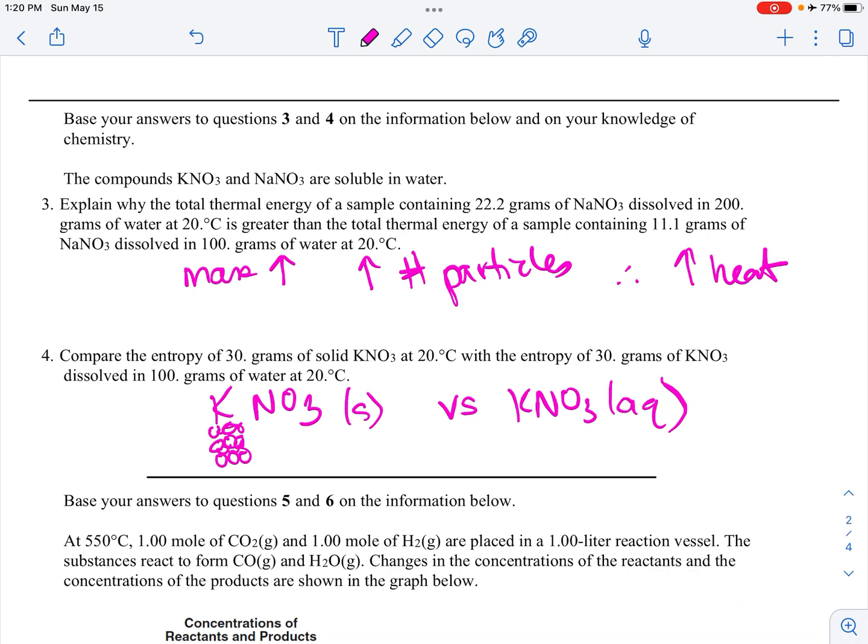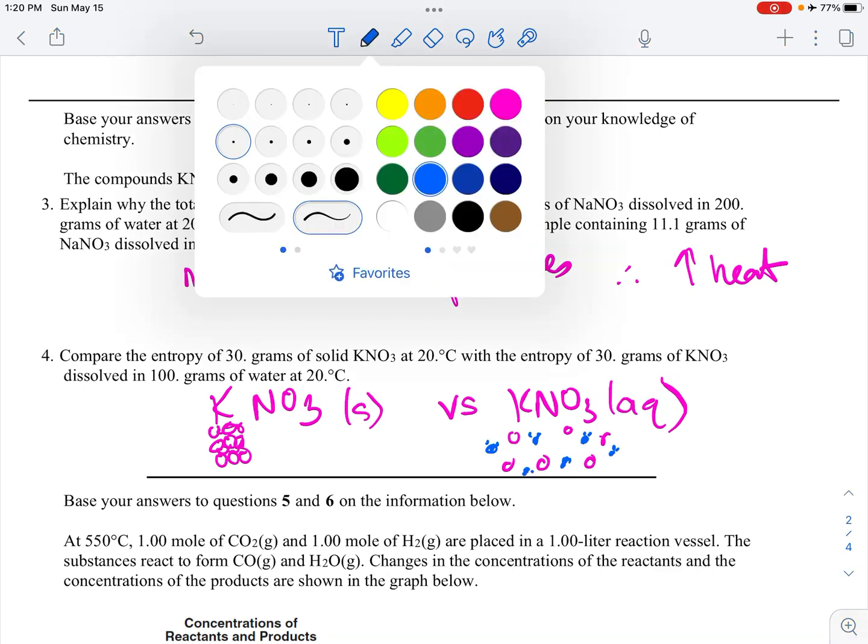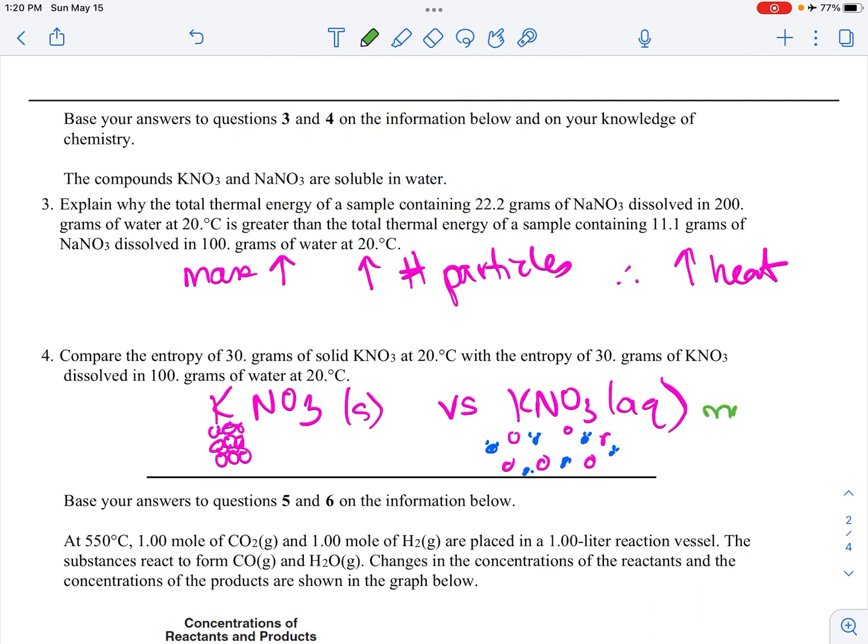Show it tightly packed. And then aqueous, we're going to have water molecules, which it's hard for me to draw. It's not beautiful. But they're going to be evenly distributed amongst. So this on the right, aqueous, has more entropy, more randomness, more chaos, more disorder. All those words are synonyms than the solid.